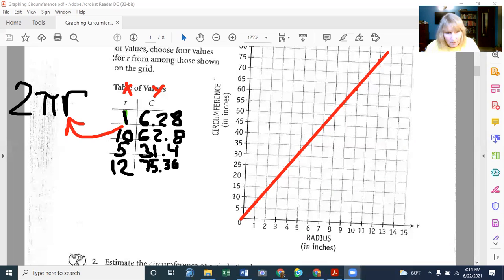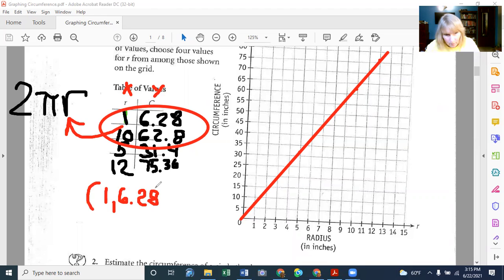Okay, so to find the slope, you have to pick 2 points. And we have 2 points here. I'm going to pick the first 2 right there. I have an X and a Y, or an R and a C. So my X or my R is 1. So one of the points is 1, 6.28. And the other point is 10, 62.8.